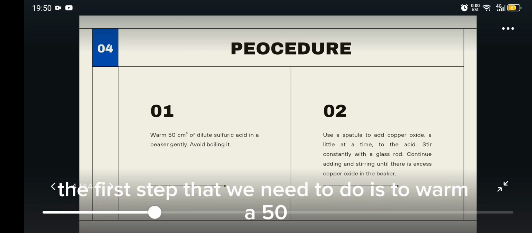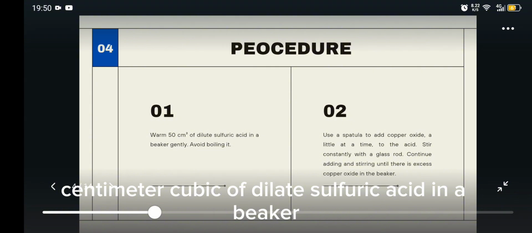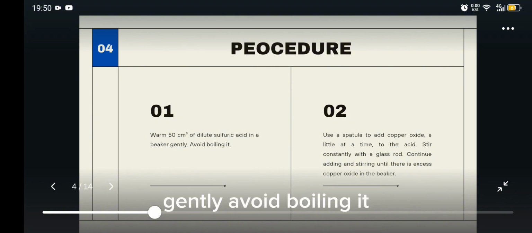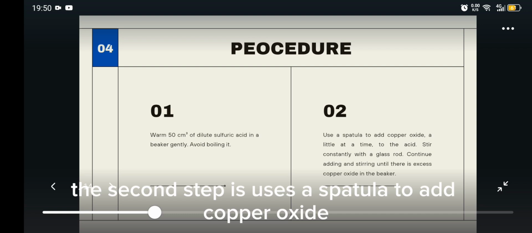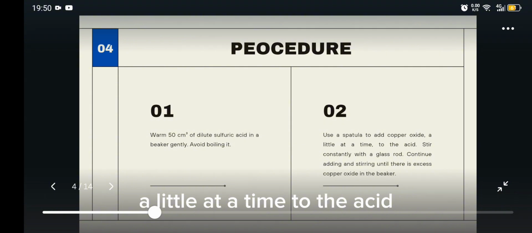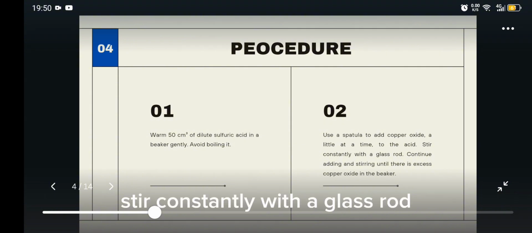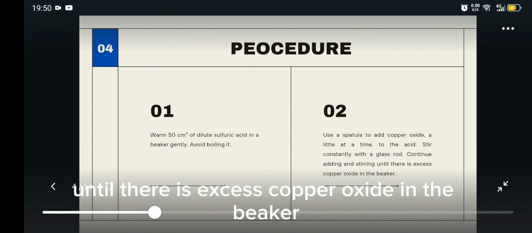Procedure. The first step that we need to do is to warm 50 cubic centimeters of dilute sulfuric acid in a beaker gently. Avoid boiling it. The second step is to use a spatula to add copper oxide, a little at a time, to the acid. Stir constantly with a glass rod. Continue adding and stirring until there is excess copper oxide in the beaker.